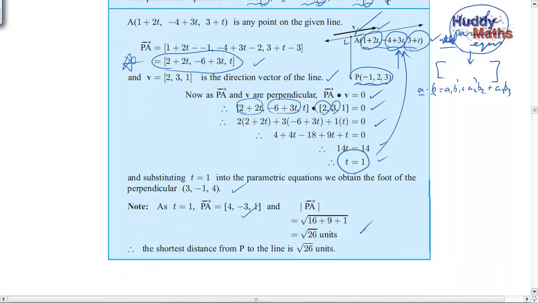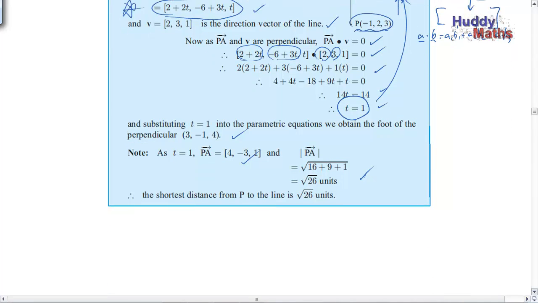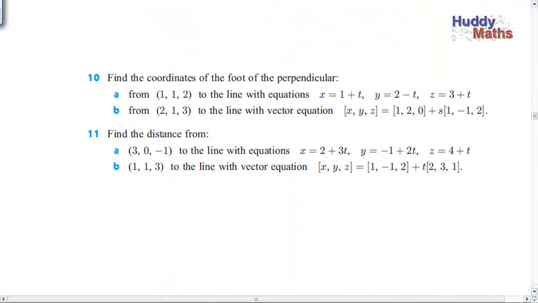All right, let's have a go at doing some. So here we are, 10 and 11. Find the coordinates of the foot of the perpendicular. You will say the general point on the line is given by those coordinates, and then find t. Remember, t specifies a particular point. Once you do that, you stop the growth of the line.